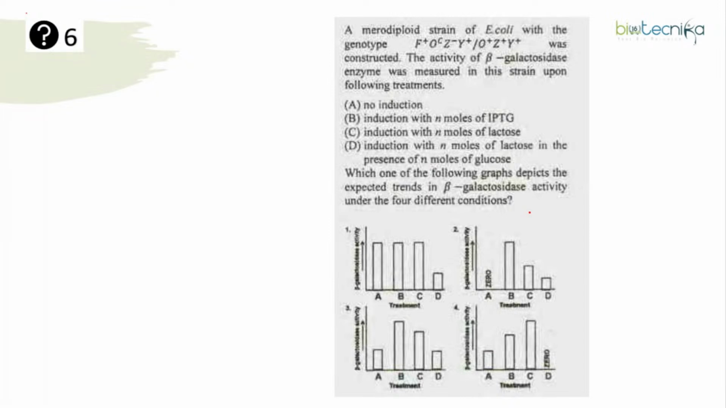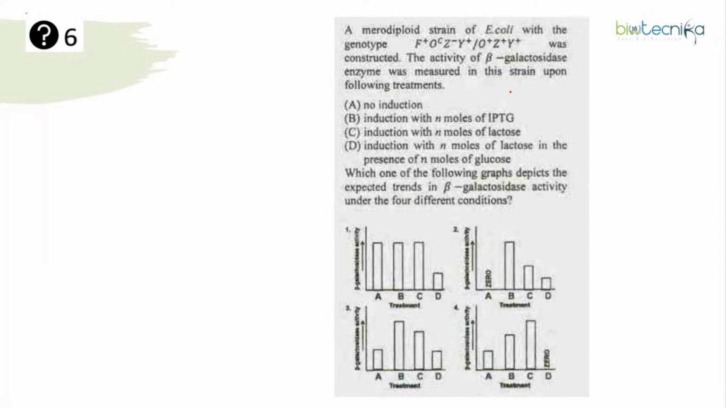Now, this is from your lac operon, right? O is for the operator, Z is for the beta galactosidase, Y is for your permease. OC means it is a constitutive operator, that means the operator is always functional. Z minus means there is no beta galactosidase. Y plus is there, that means permease is present. And this is a merodiploid condition, so you have O plus, Z plus, Y plus. Now, IPTG, lactose, glucose, these are all your inducers, which go and bind with the repressor.